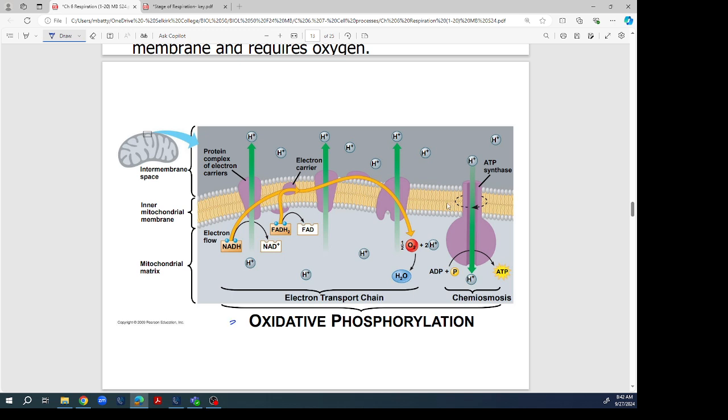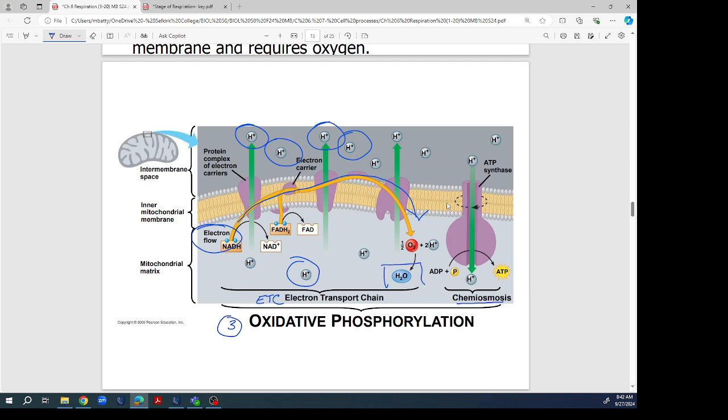So remember, the third stage is oxidative phosphorylation. It has 2 parts. It is the electron transport chain and chemiosmosis. During the electron transport chain, we need the electrons from our electron carriers. They're going to be passed from protein to protein through that inner mitochondrial membrane. It's going to set up this hydrogen ion concentration gradient, so pumping more hydrogen ions to that side than are on this side.